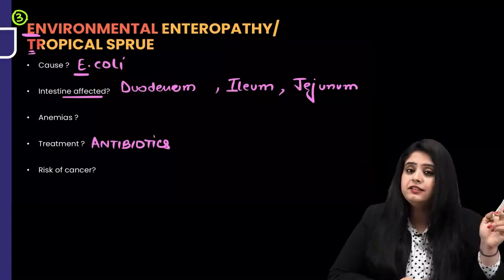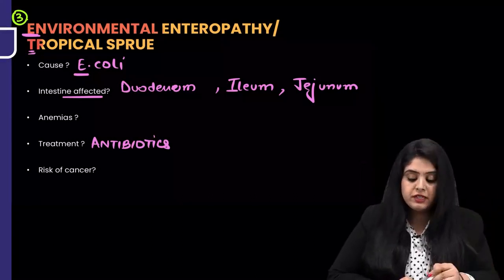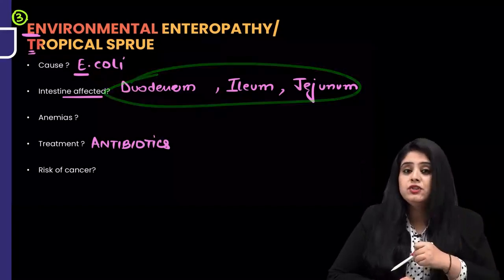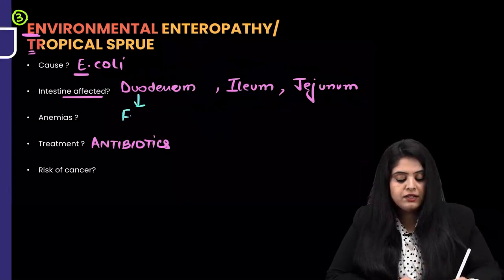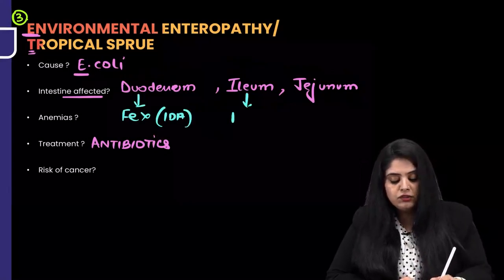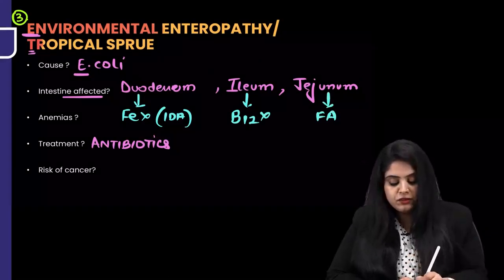Compare it with celiac disease. In celiac disease, it was DDDD. In celiac disease, only the duodenum was affected. Here, the duodenum, ileum, jejunum, everything is affected. So which anemias? The duodenum is affected, so iron will not get absorbed. Iron deficiency anemia. The ileum is gone, so B12 will not get absorbed. And the jejunum is gone, so folic acid will not get absorbed.